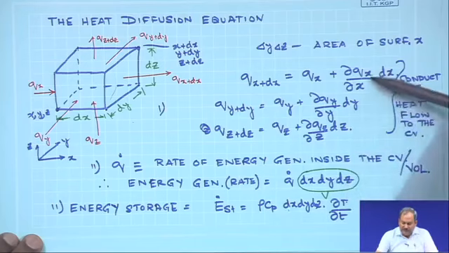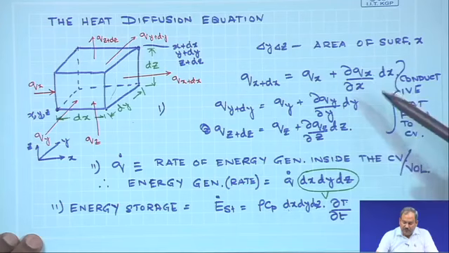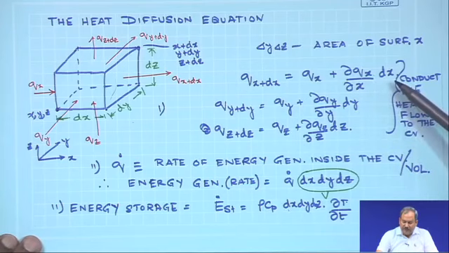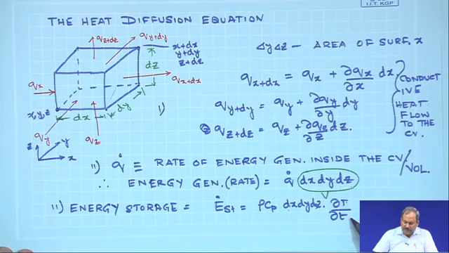So, these terms together: this is going to give me the total amount of conductive heat coming into the control volume. This is going to be the total amount of energy generated inside the control volume, and the third term will give us the time rate of change of energy storage inside the control volume.